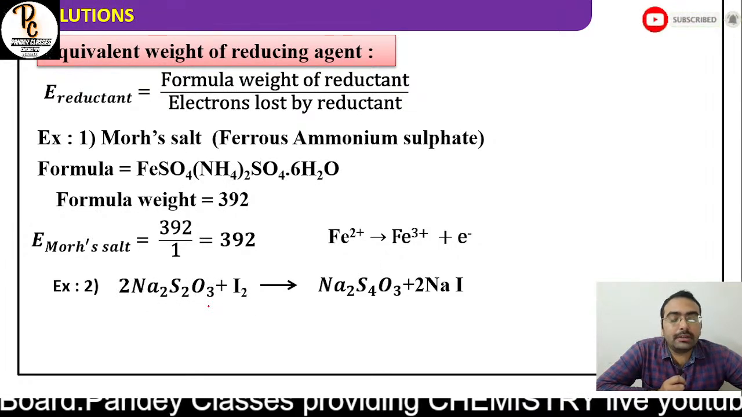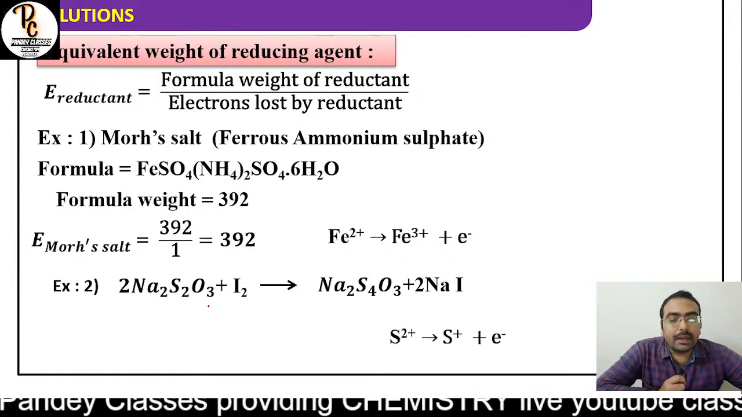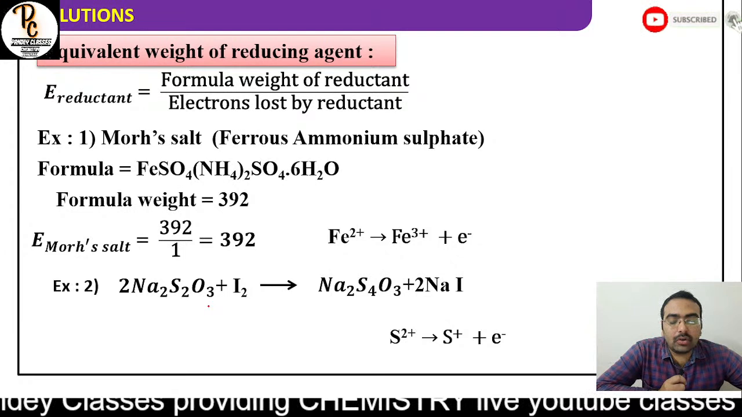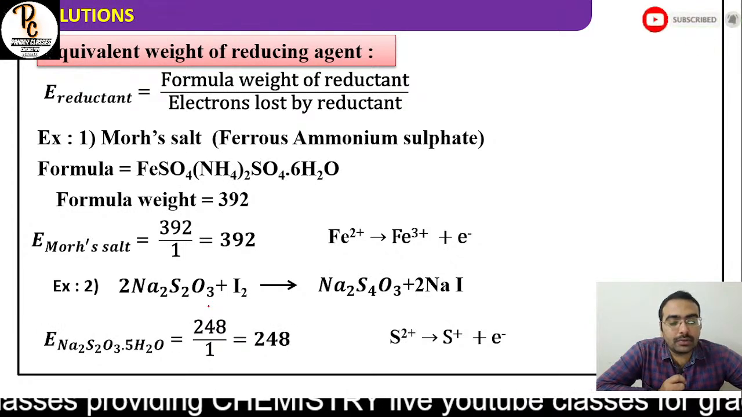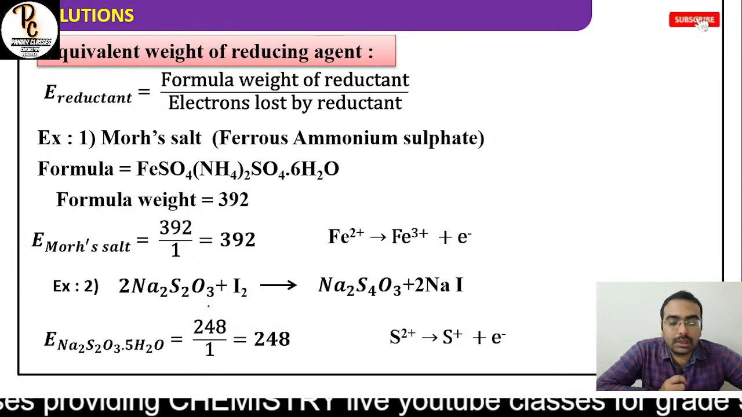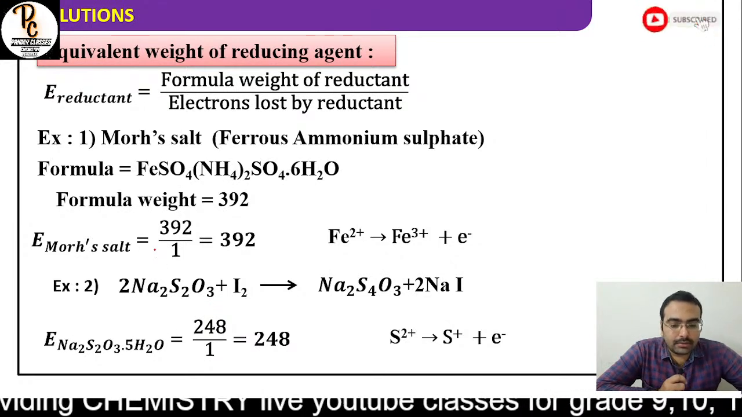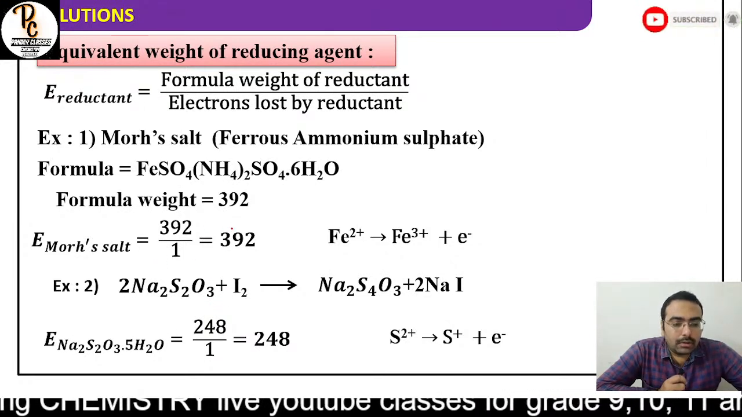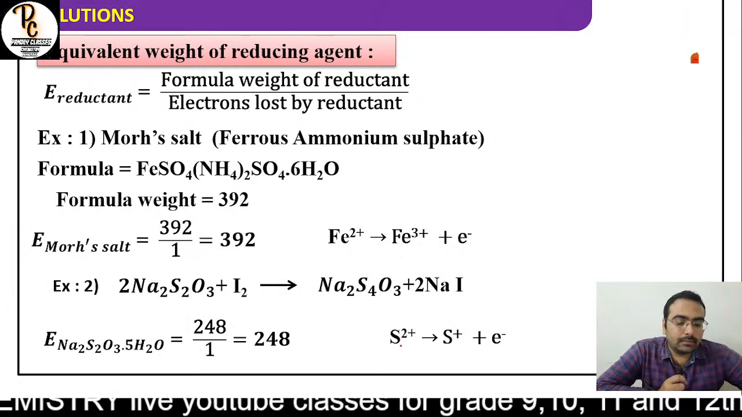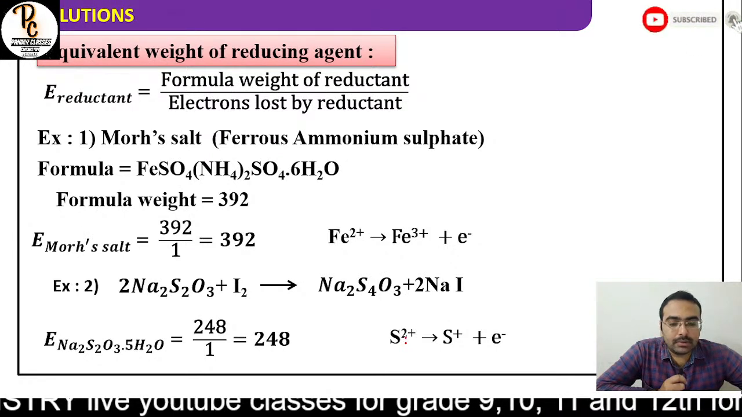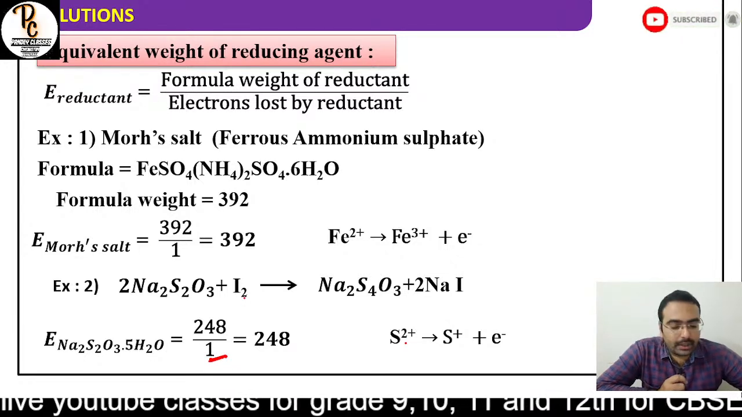Sodium thiosulfate, Na2S2O3, when it reacts with iodine, changes into Na2S4O6. And what is the change in oxidation number, or the number of electrons lost or gained? The S2 positive changes into S positive and it loses one electron. Here it should be plus. So what we have to do is divide by 1.